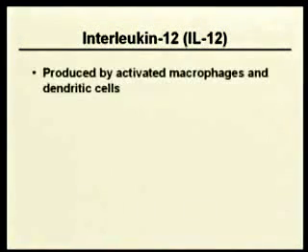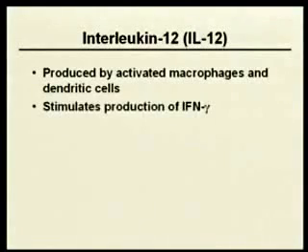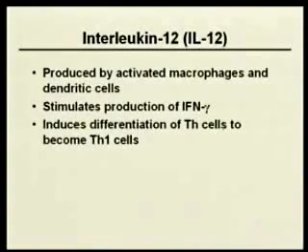Interleukin 12, it's like a broken record. Again, what are they produced by? Macrophage, right? And dendritic cells. So again, dendritic, you'll see interleukin 12 more likely will come up again when we talk about the acquired immune response. Stimulation of production of interferon gamma. And it induces the differentiation of Th cells to Th1. So it's very important in the cell-mediated immune response.